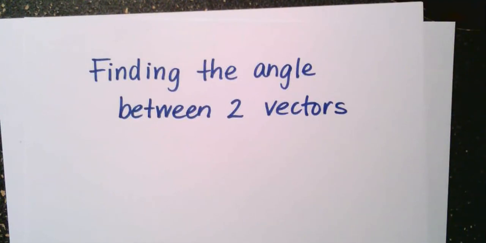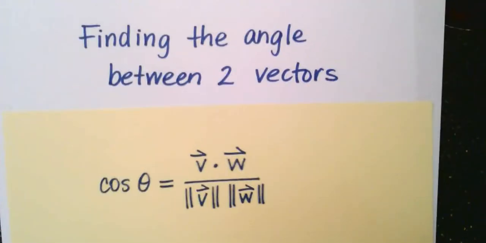Hi there, mathematicians. I am here to talk to you about another thing we can do with vectors, which is find the angle between two vectors. And there is a formula for that, one that is pretty easily adapted to 3 dimensions, but we're going to do it just in 2 dimensions. And the formula is, ta-da, the following.